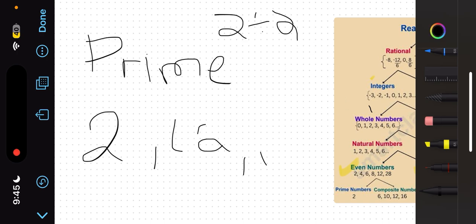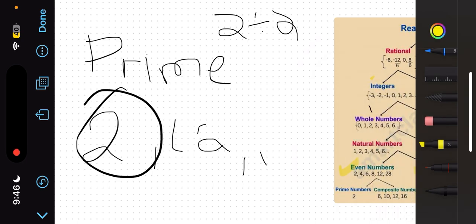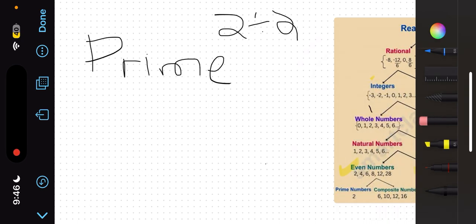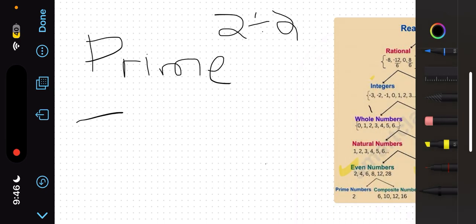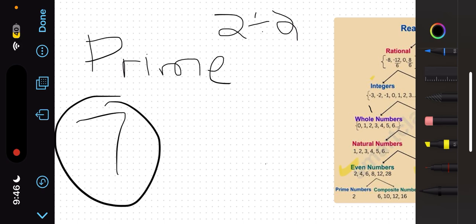It is divisible by itself and 1, like 2 and 1. One more example, take 7. 7 is divisible by itself and 1. One more example, 11. 11 is divisible by itself and 1.